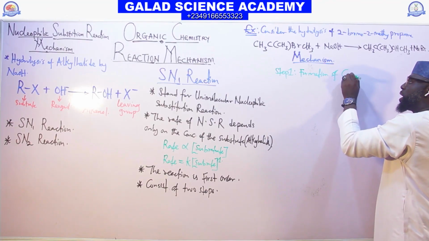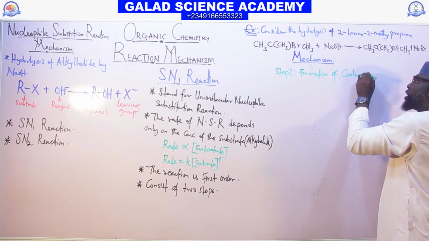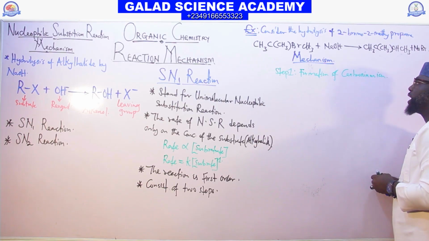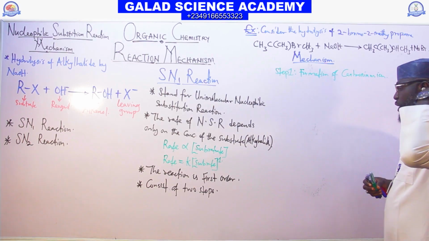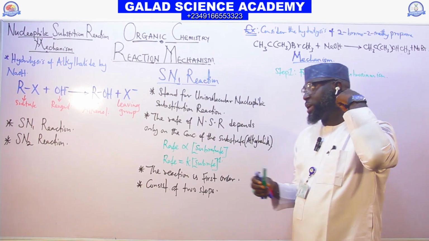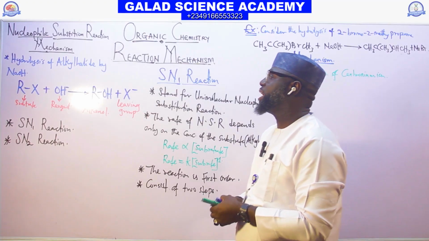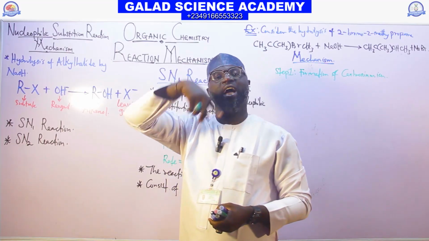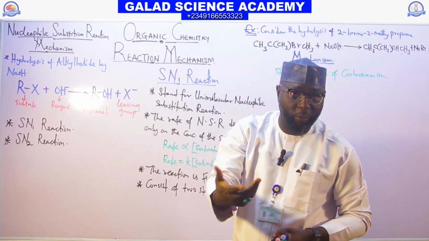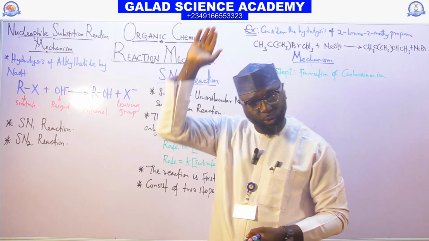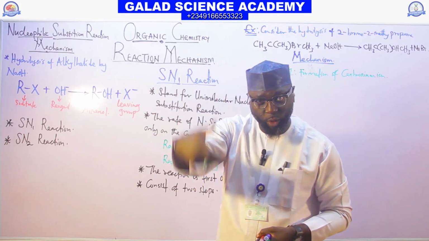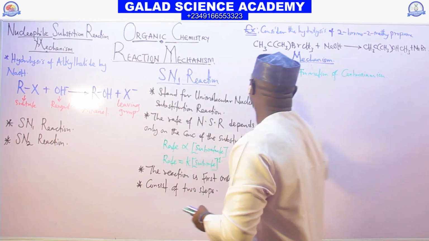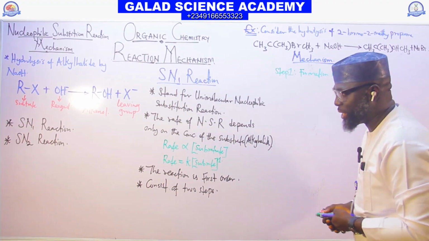Formation of what? Carbonium ion, a carbon with positive charge. If you remember, in electrophilic substitution reaction, in step 1, is the formation of the electrophile we need. It will now react with the substrate, which is benzene. But here, the step 1 is the formation of a carbonium ion.